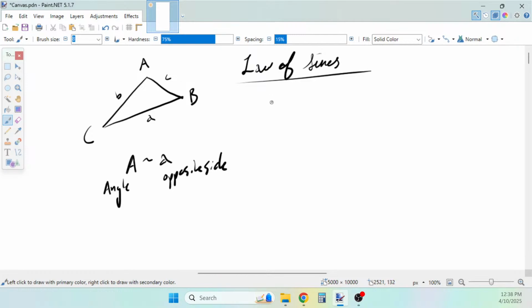The law of sines is stated as: sine of angle A divided by the length of side a equals sine B divided by the length of side b, which equals sine C divided by the length of side c.